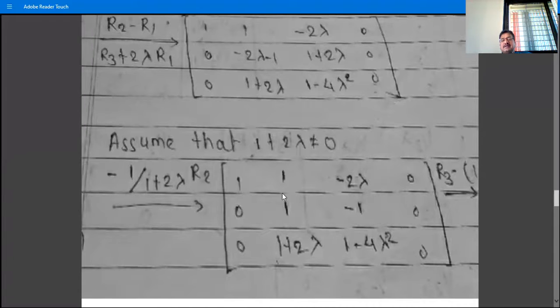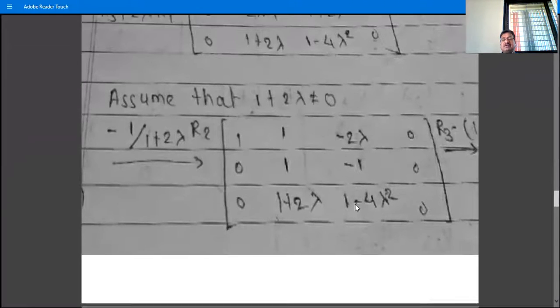Then the first and third row as it is. Then we have to reduce this 1 plus 2 lambda to 0. So R3 minus, in bracket, 1 plus 2 lambda R2. This is the operation: R3 minus 1 plus 2 lambda R2. So first row as it is, second row as it is, the third row is here we have 0.